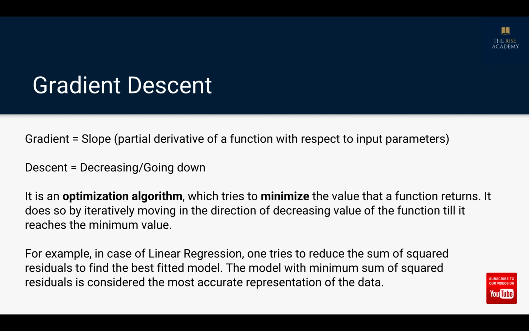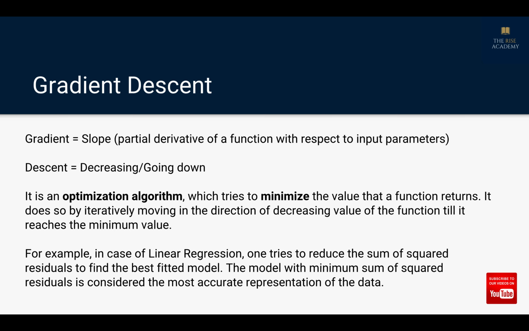So now that we understood a little bit about maximization, minimization, and optimization, let's come to gradient descent. The word gradient means slope, or if we want to talk in the terms of mathematics, it means the partial derivative of a function with respect to the input parameters. Now, if you don't know partial derivative, that is okay. Just remember that gradient is representing slope and descent means decreasing or going down. So combining these two together, gradient descent means decreasing the slope.